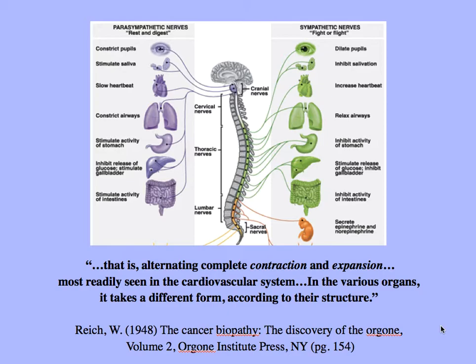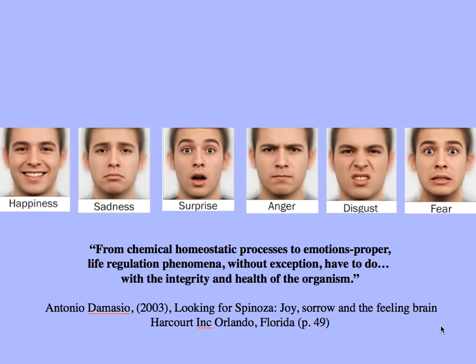We slow the heart rates and our airways get constricted because we don't need as much. So at a very physiological, basic level, we are in this process of contraction and expansion, contact and withdrawal. This also is true at the emotional level, and this is really what the emotions are doing for us. Damasio says, from chemical homeostatic processes to emotions proper, life regulation phenomena, without exception, have to do with the integrity and health of the organism.